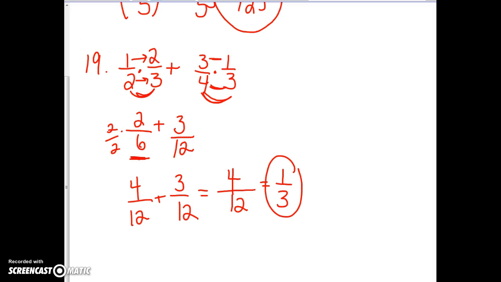So be careful with fractions. Also, just with order of operations, be careful with the fraction bar, like in 22, 23, and 24. Simplify the numerator, simplify the denominator separately, and then divide. And you can leave your answer as a fraction.